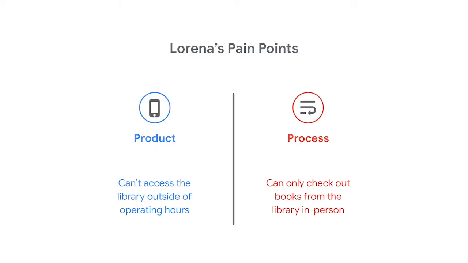Let's think back to Lorena, a user that we interviewed while conducting research for our library website. One of Lorena's pain points was that she can't access the library outside operating hours. And her other pain point was that she can only check out books from the library in person. Remember, during the ideation phase, we want to come up with a lot of ideas. So for this exercise, we want to come up with a lot of how might we questions and not just one.